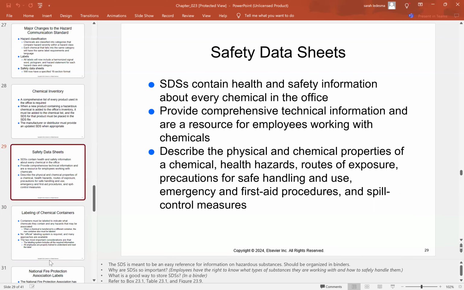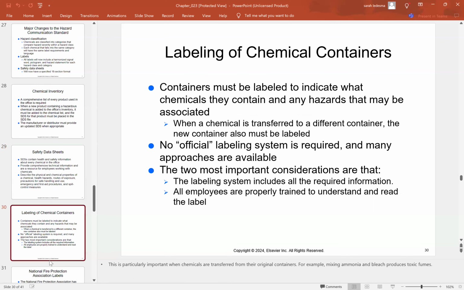SDS contain health and safety information about every chemical in the office. They provide comprehensive technical information and are a resource for employees working with the chemicals. They describe the physical and chemical properties of the chemical, health hazards, routes of exposure, precautions for safe handling and use, emergency and first aid procedures, and spill control measures.